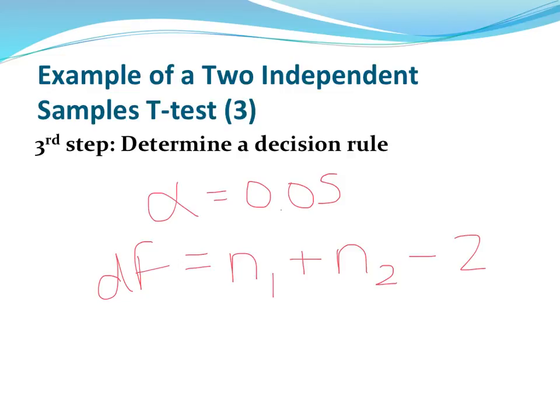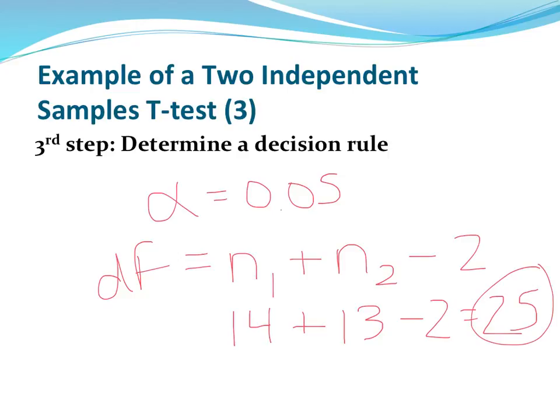I know my sample size of my designated group 1, people from my sample on the new medication, is 14, plus my sample size of my designated group 2, or people from my sample not on the new medication, of 13, minus 2. So my degrees of freedom would be 14 plus 13 minus 2, which equals 25. Remember, if you are doing your tests in SPSS, SPSS will also calculate your degrees of freedom for you.